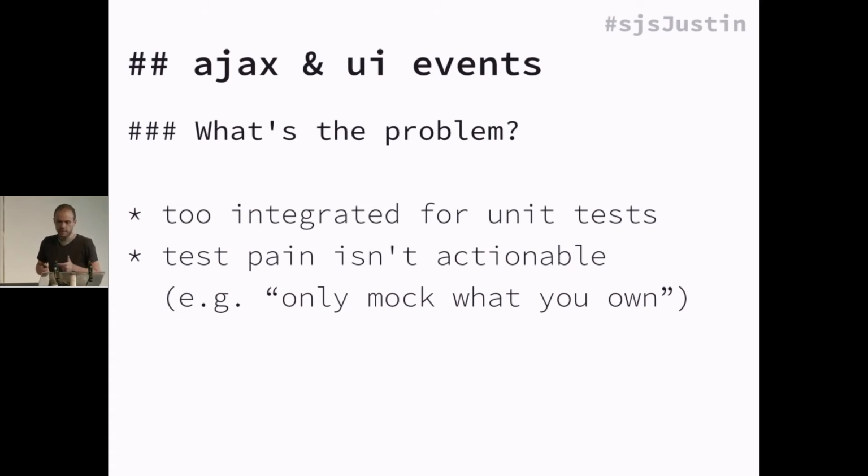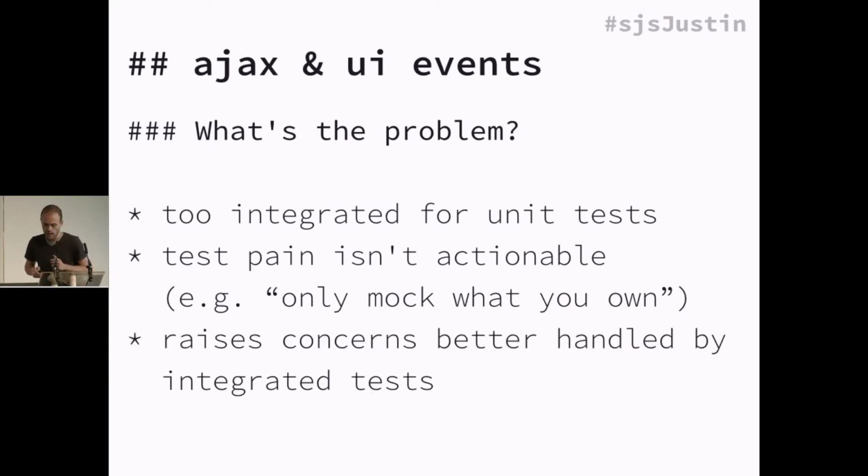Also, when you're mocking at a more integrated level, the test pain is less actionable. If you mock a thing that you don't own and it's a really cumbersome test to write, you don't have any recourse. It's something you don't own. So you can't make it easier to mock or easier to test if you don't own it because you can't change it.